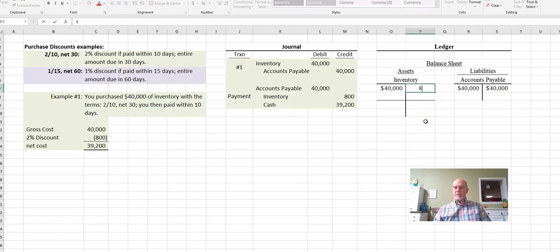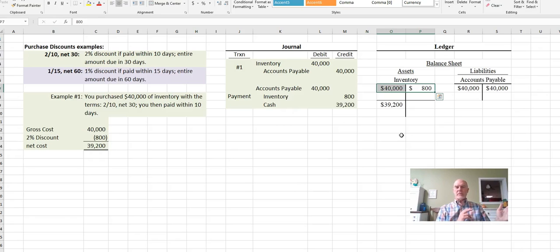And when you do that, that reduces the cost of the inventory down to $39,200. So now the adjusted cost of the inventory matches what we actually ended up having to pay for it. So usually we would credit inventory when product is leaving, but in this case, we're just adjusting that $40,000 debit. So again, purchase discounts reduce the cost of those purchases.